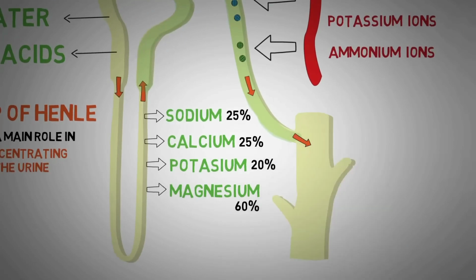Then at the end right here, we have our filtrate that has been processed. A lot of water has been taken out. It's a lot more concentrated. We have reabsorbed a lot of salts, electrolytes, and we have reabsorbed all the glucose and amino acids that we could. This waste fluid then gets dumped into the collecting duct.